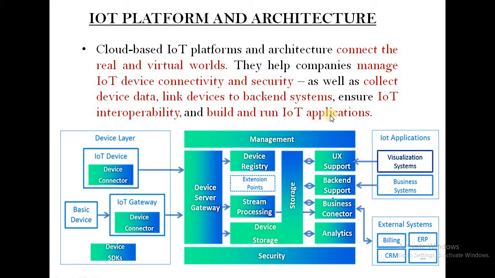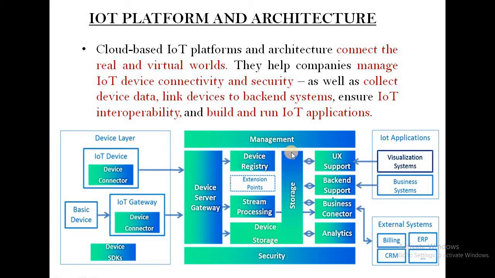So the platform or architecture can be seen as a three-layer architecture. One is the device layer, the other is the management layer, and third is the IoT application layer. The IoT device layer uses the IoT devices that use device connectors to connect to the other layer. It uses basic devices with a gateway, and this gateway and connector help in connecting with the other layer of the architecture.